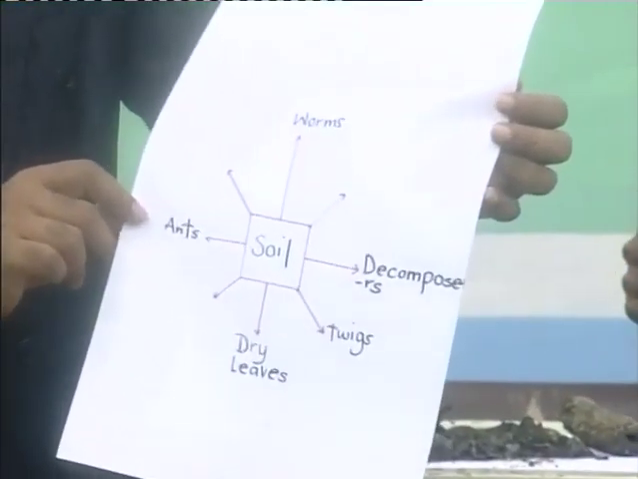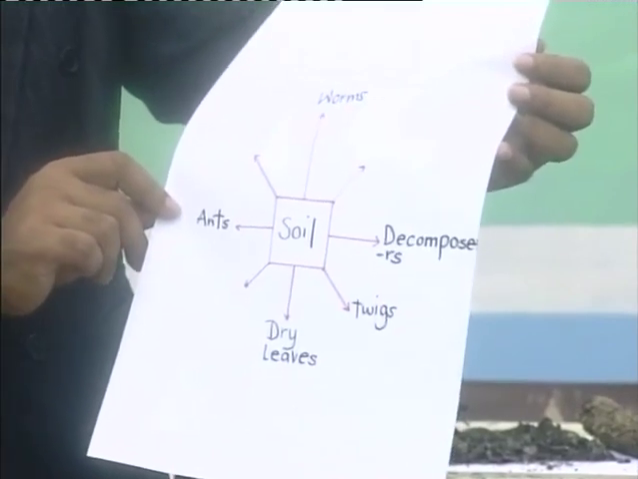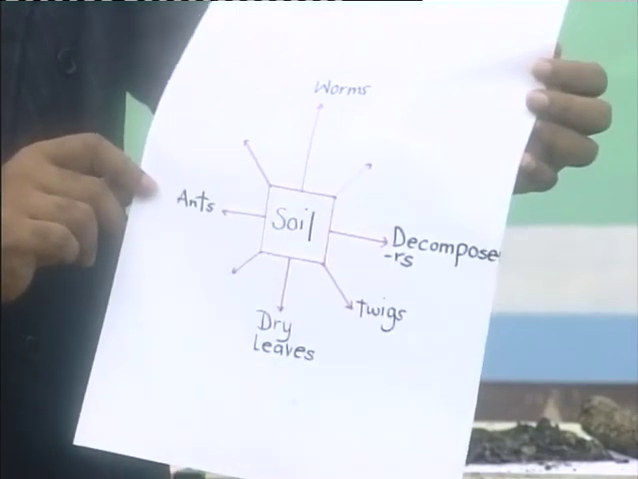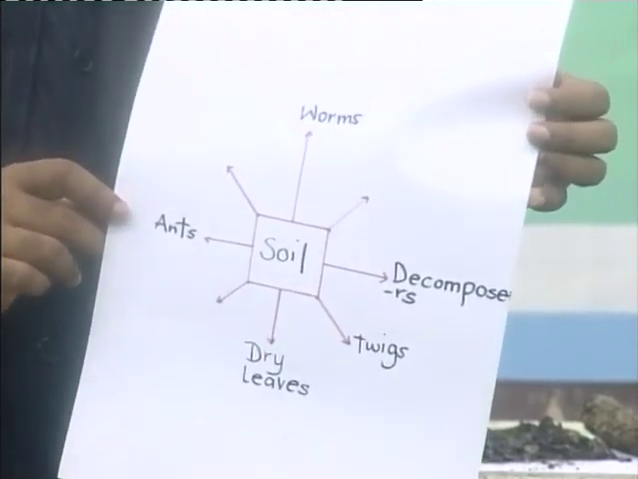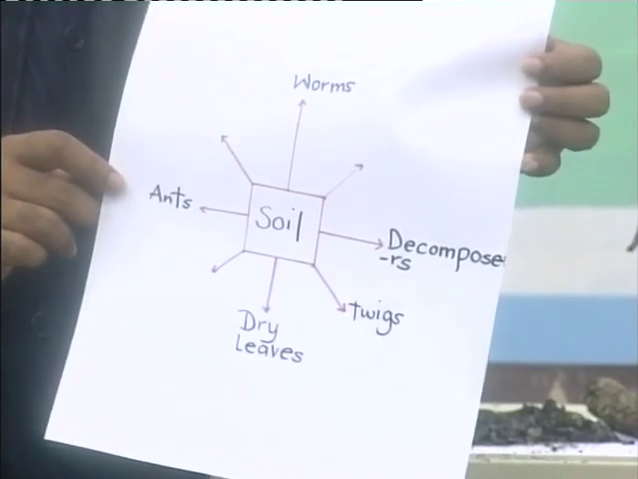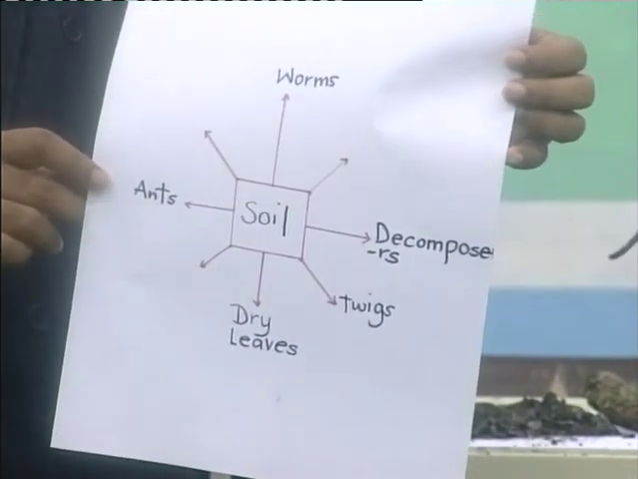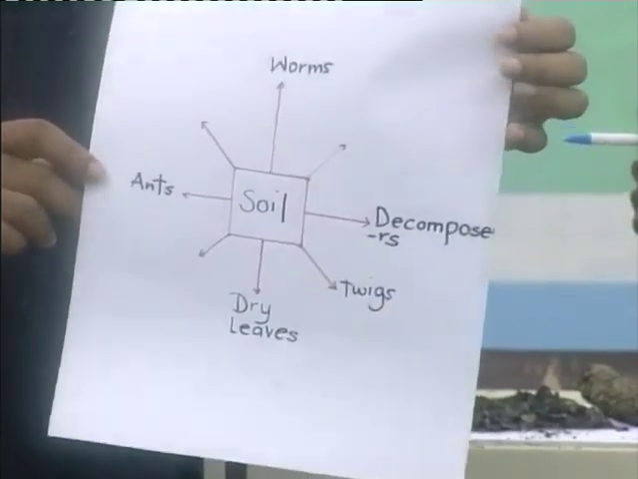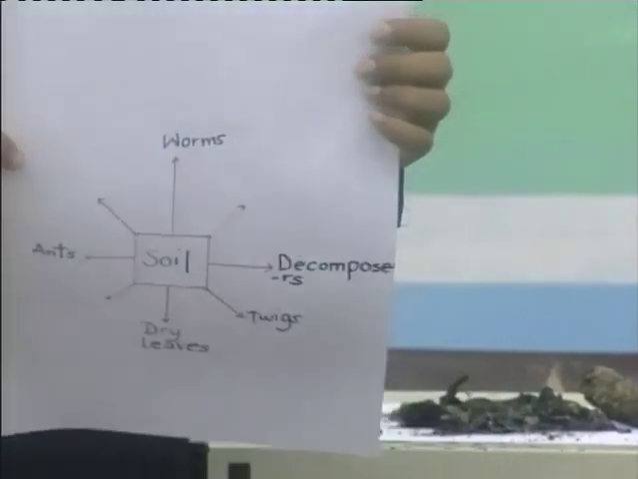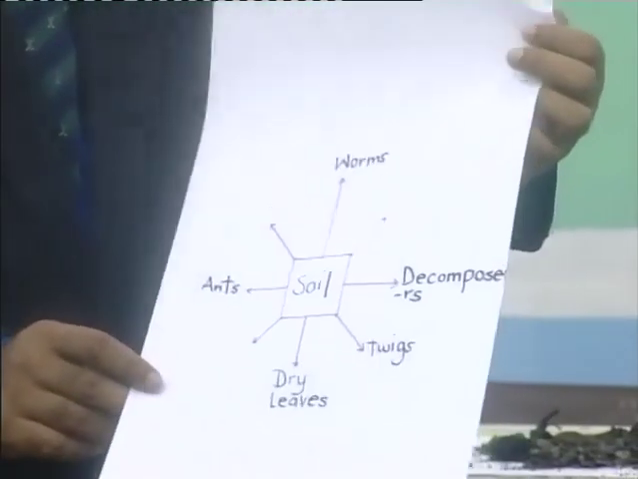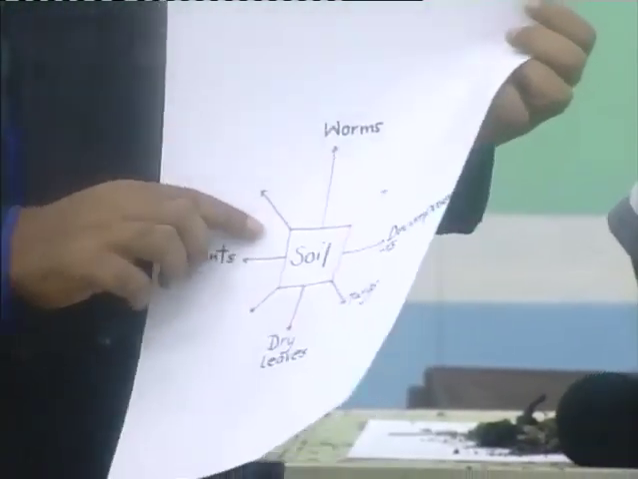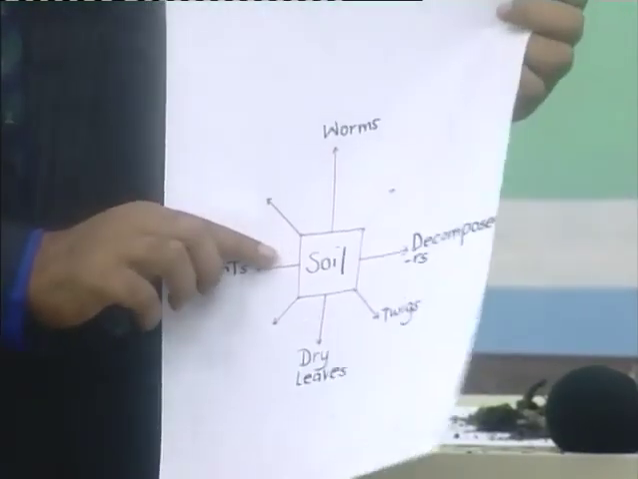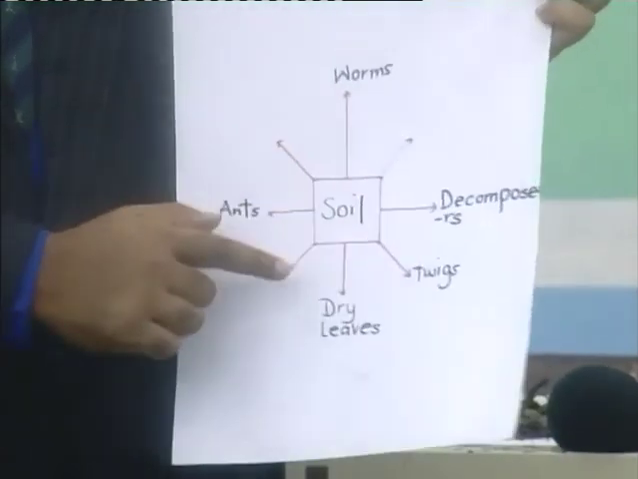The organisms that are found in the soil and what are some of the things that these organisms in the soil feed on. In our mind map, we wrote down worms, decomposers, twigs, dry leaves, and weeds. Okay, very good. So as you can see, we have a mind map here. This is what Emmanuel's group has done. So this is their mind map.